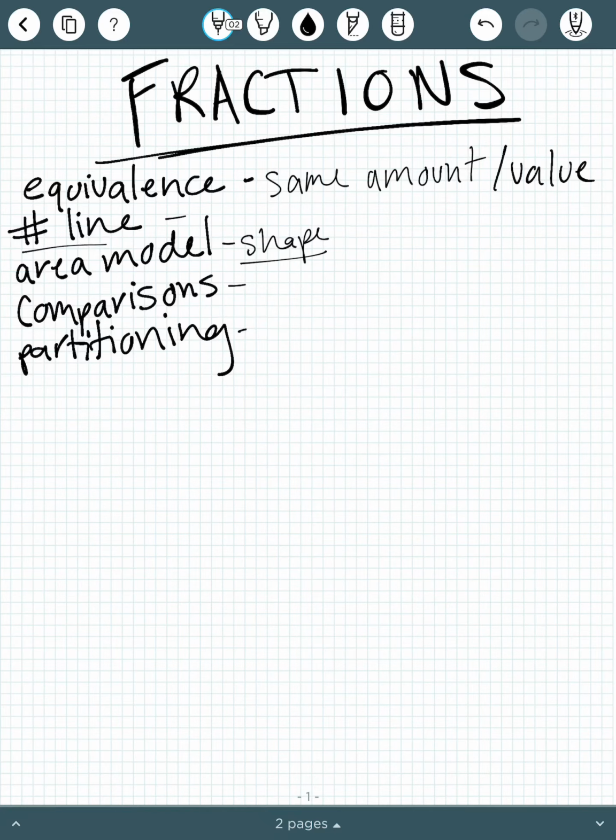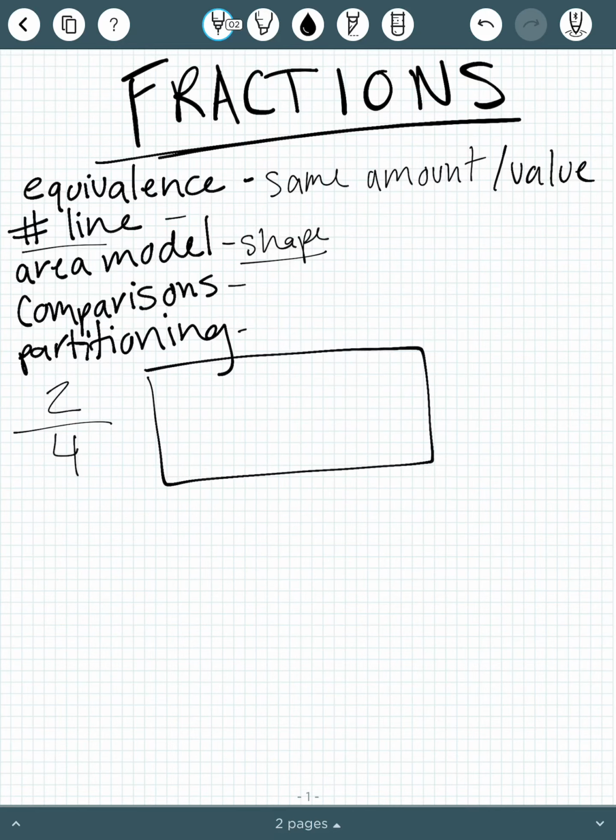So the most basic thing that we start out with is I would give the students a fraction like 2/4, and I would give them a shape and say partition this shape to show 2/4. Or I would maybe even start even simpler and just say partition this shape into 4 equal parts. So I'm just going to put 4 equal parts.